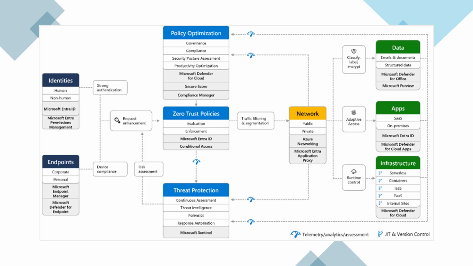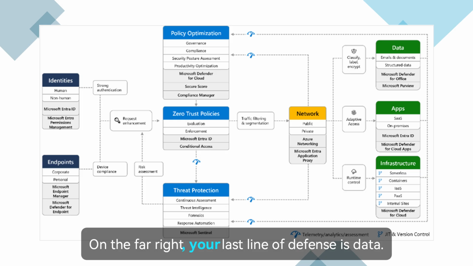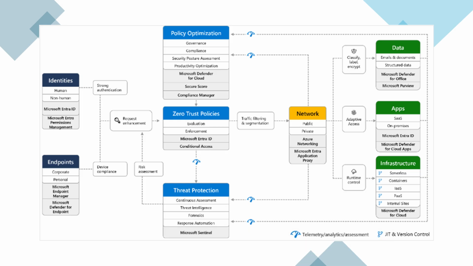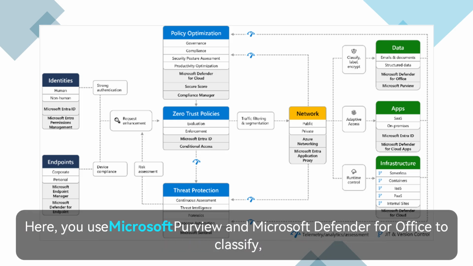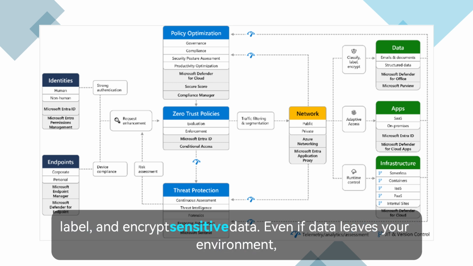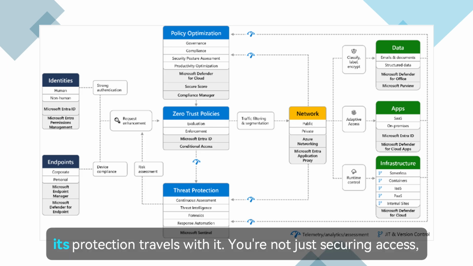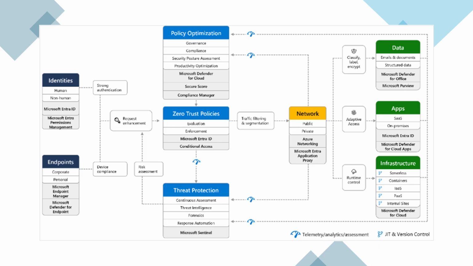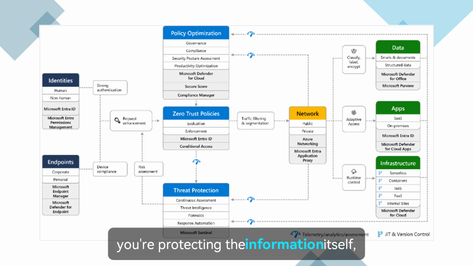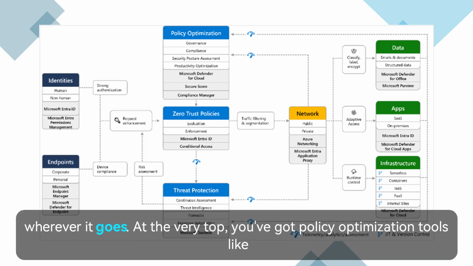On the far right, your last line of defense is data. Here, you use Microsoft Purview and Microsoft Defender for Office to classify, label, and encrypt sensitive data. Even if data leaves your environment, its protection travels with it. You're not just securing access, you're protecting the information itself wherever it goes.